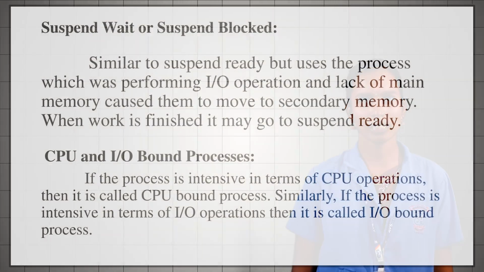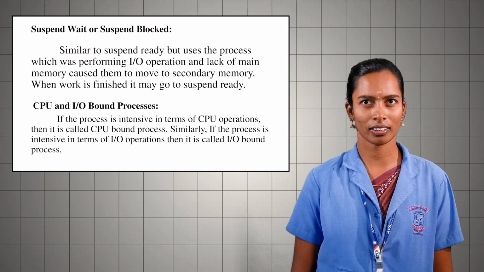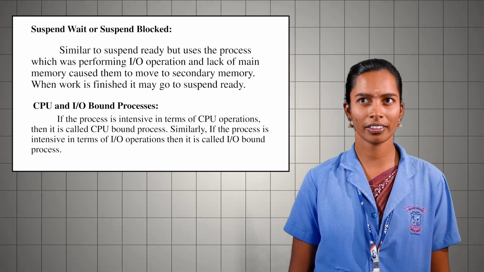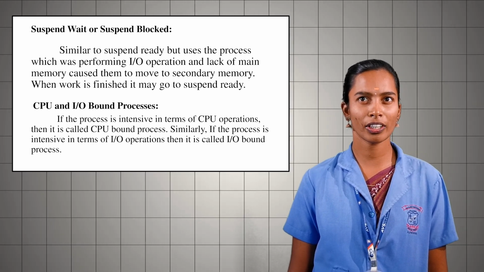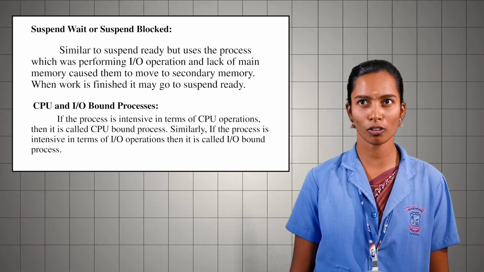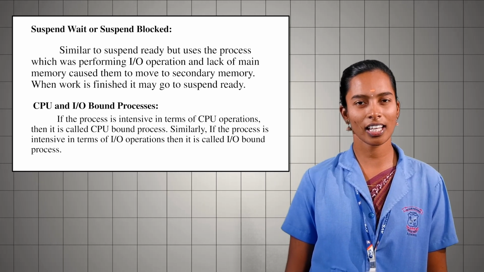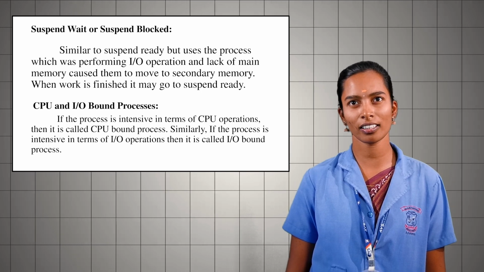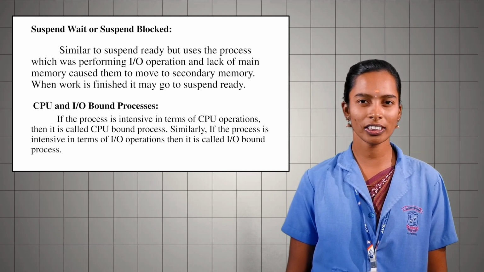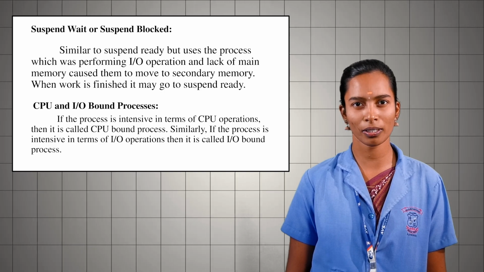Next. Suspended wait or suspended blocked. Similar to suspended ready, but used for processes that perform input output operations. A lack of main memory causes them to move to the secondary memory when they are waiting, until the operation finishes.